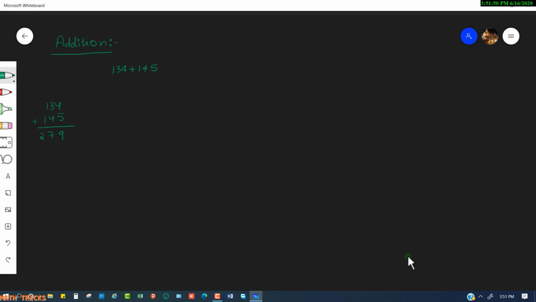If there is no carry forward, you can add it like this. You add 1 and 1, you get 2. You add 3 and the corresponding digit, 3 plus 4, that is 7, and you add these two corresponding digits, which gives 9. So this is the result. You can add it in this way.